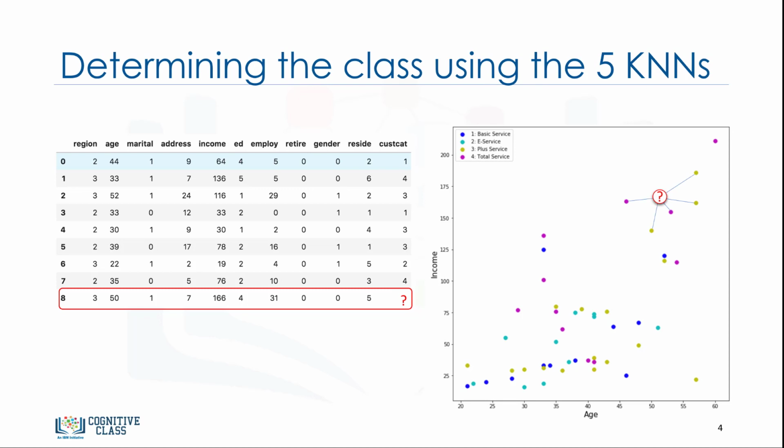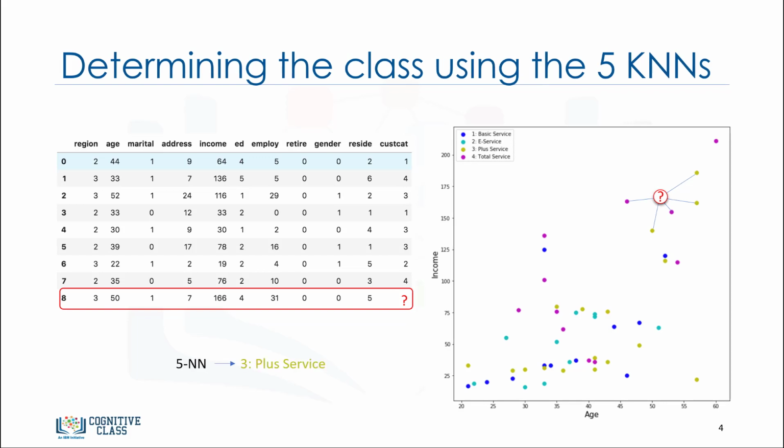Rather than choose the first nearest neighbor, what if we chose the 5 nearest neighbors and did a majority vote among them to define the class of our new customer? In this case, we'd see that 3 out of 5 nearest neighbors tell us to go for class 3, which is plus service. Doesn't this make more sense? Yes, in fact, it does. In this case, the value of k in the K-Nearest Neighbours algorithm is 5. This example highlights the intuition behind the K-Nearest Neighbours algorithm.